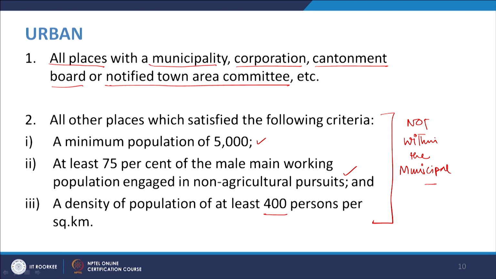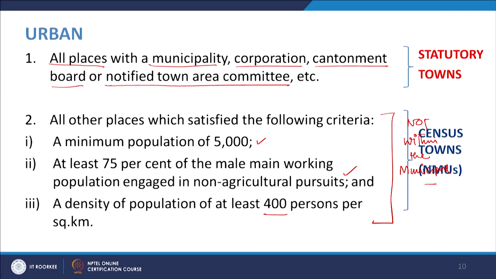So do not be confused: when we say urban governance, it is also for the municipal or corporation level governance, and also the smaller centers which are non-municipal, which are also referred to here. These are basically, as I told, the number one called statutory towns, and the second one called census towns, which are non-statutory, that means not within the municipal limit.